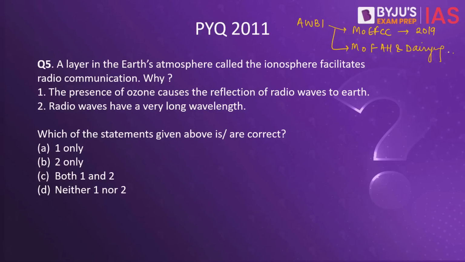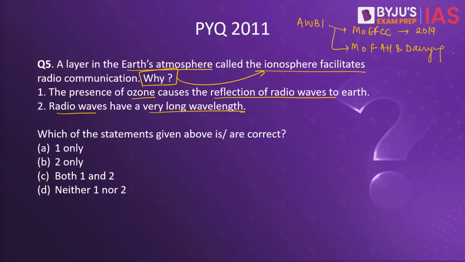Now coming back to our PYQ for today: a layer in the Earth's atmosphere called the ionosphere facilitates radio communication. Why? We have to find why this facilitation occurs. Please keep note of that. The presence of ozone causes the reflection of radio waves to Earth. Radio waves have very long wavelength.